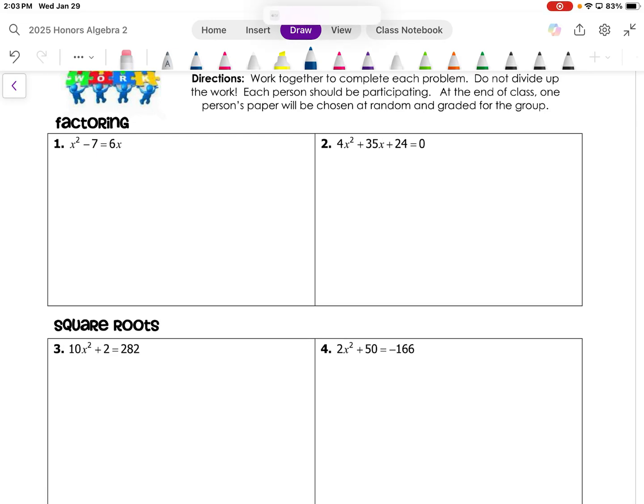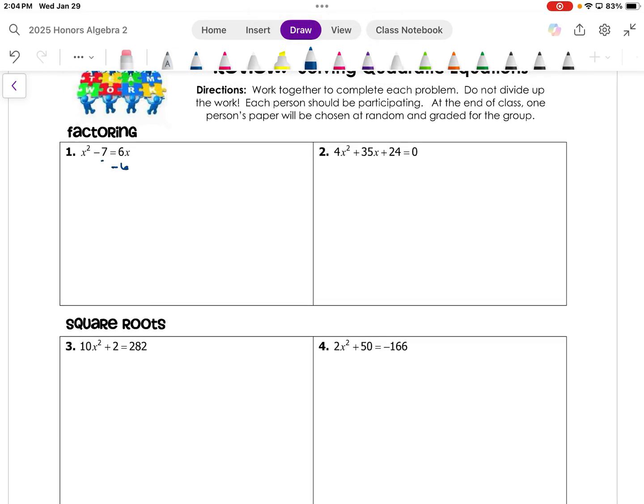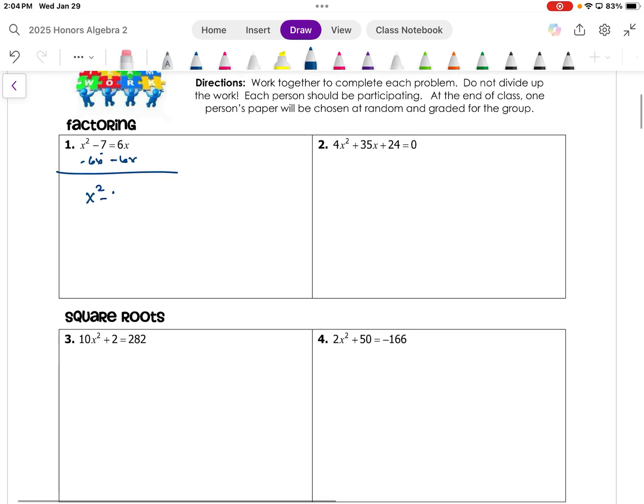Going through factoring. Well, in order to factor, everything's got to be on the same side. So I got to bring over the 6x. So I got to subtract it over. That gives me x squared minus 6x minus 7 equals 0.